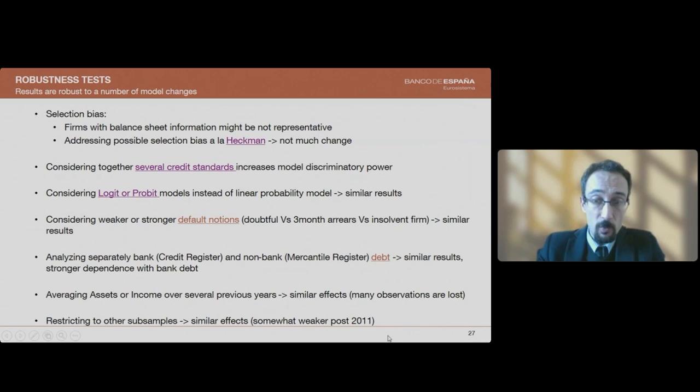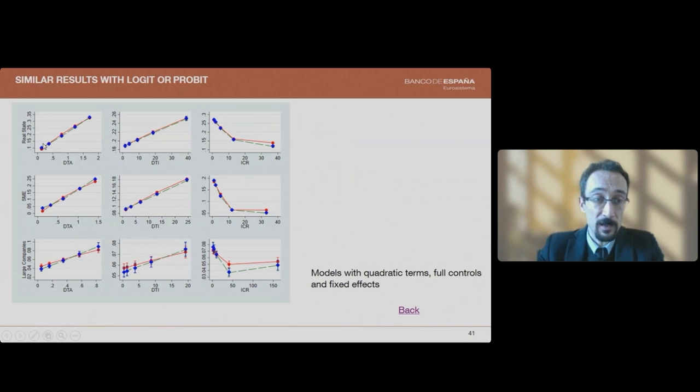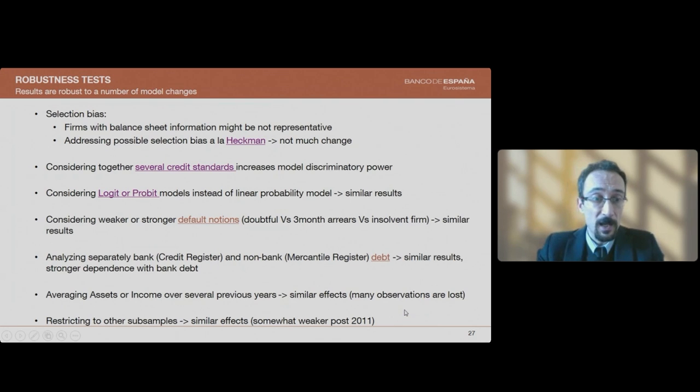And our baseline model was linear probability, but of course we checked with a logit and probit model. Here I compare the linear probability with the logit and probit models, and the results are almost on top of each other, except perhaps for the interest coverage ratio where the nonlinearities are more important, but overall the results are very, very robust to the model. And we also explore weaker and stronger notions of default, including whether the bank really writes off the credit, or whether we use a subjective statement from the bank indicating that the credit is dubious, and the results are very, very similar.